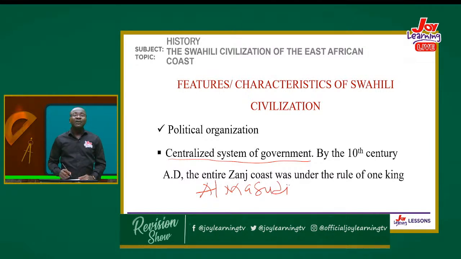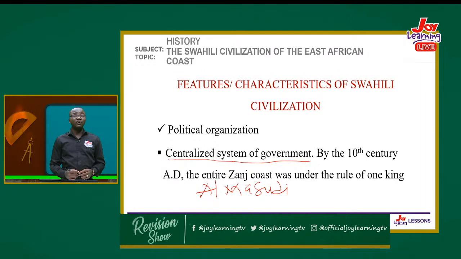Now, Al-Masudi was an Arab, a Muslim scholar and traveler. He said that as at the period 10th century, the whole of Zanj, and if you remember, we said Zanj refers to the territory or the central regions along from the Somali coast through to the Pemba Island. He says that when he visited Kilwa, he saw that the territory of Zanj coast was under the rule of one king.